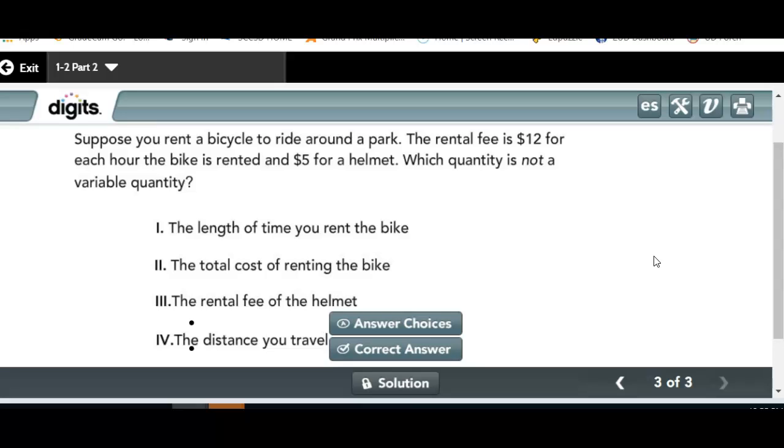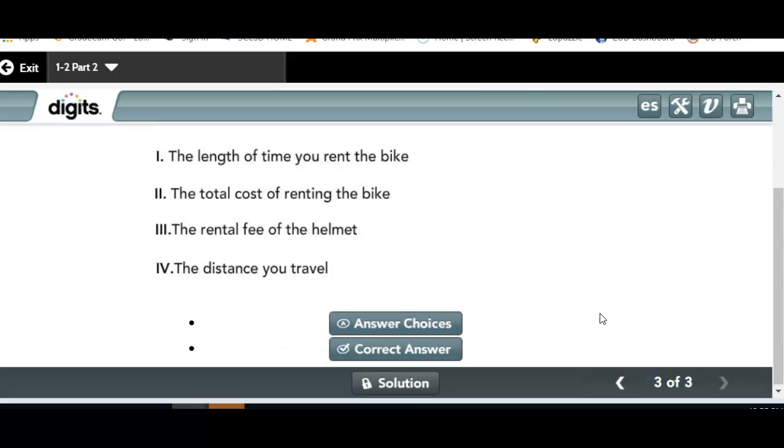The distance you travel. Distance you travel. Patrick, what do you think? Variable quantity. I agree. Maybe one day you're feeling really energetic. You just want to keep riding. You go really fast. Other days you're like, just going to go for a stroll in the park. Or you see your bestie. You want to talk to them. New scoop. Okay. The lowdown. What's going on? Okay. Nice job with that.